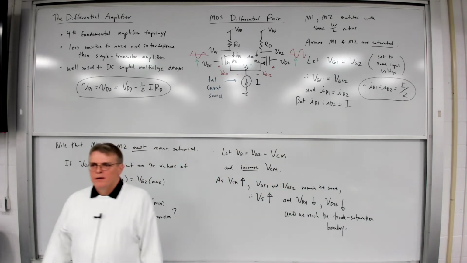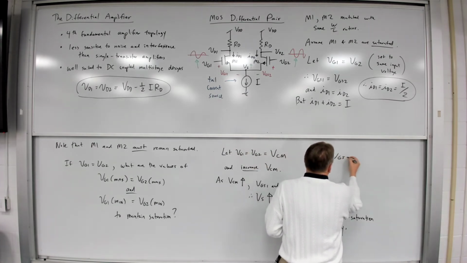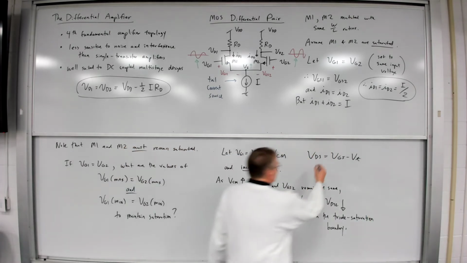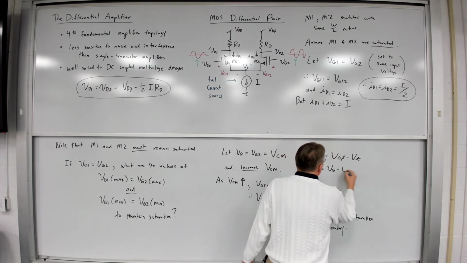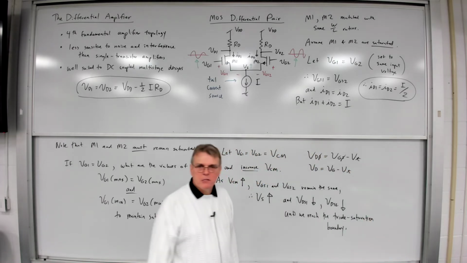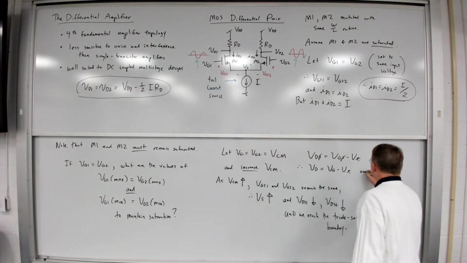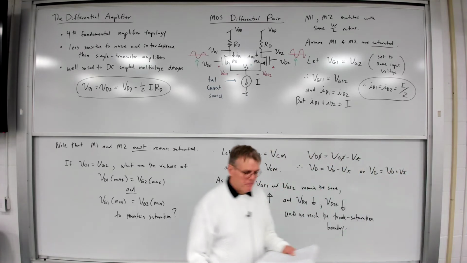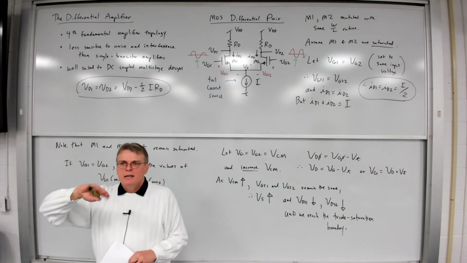When's that going to happen? What's the boundary condition? VDS is equal to VGS minus VT. We all remember that. Or I can drop the source voltage: VD is equal to VG minus VT at that boundary. Or VG is equal to VD plus VT. So that must be the boundary condition between saturation and triode.